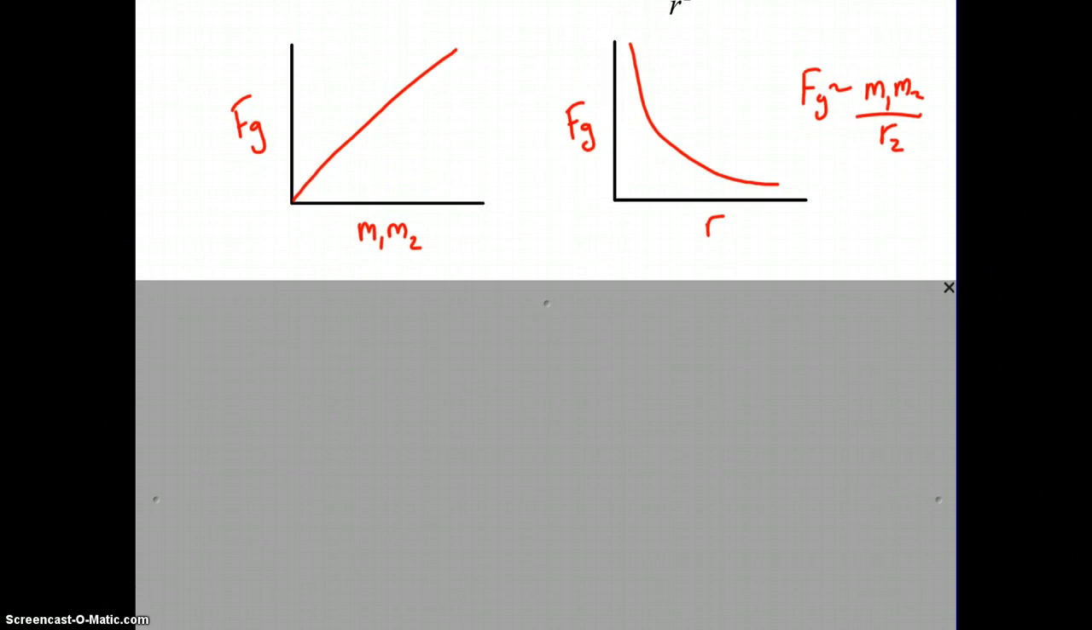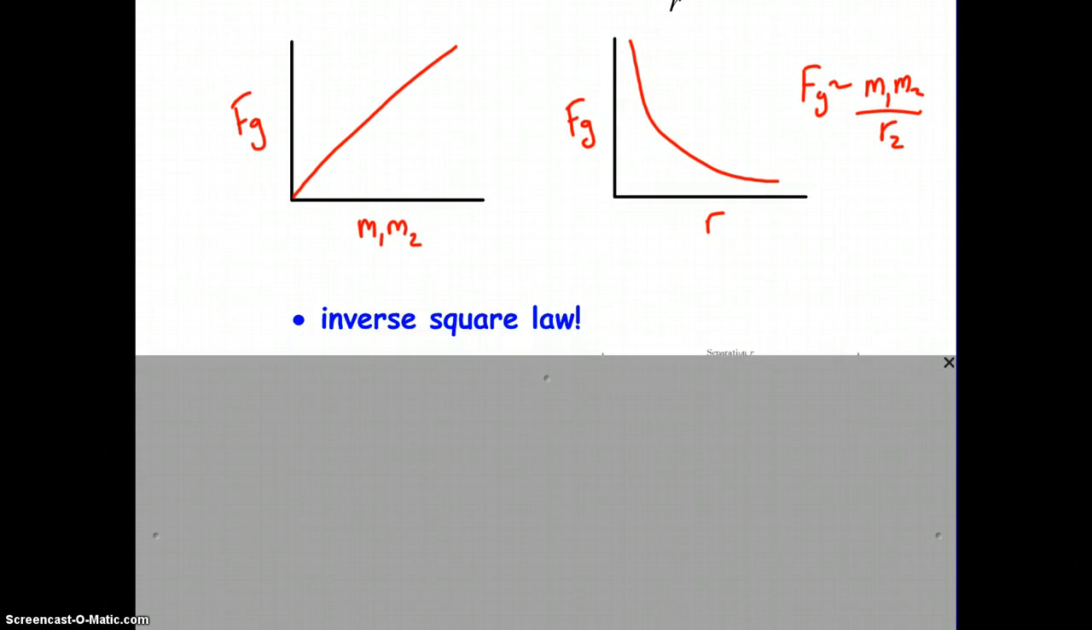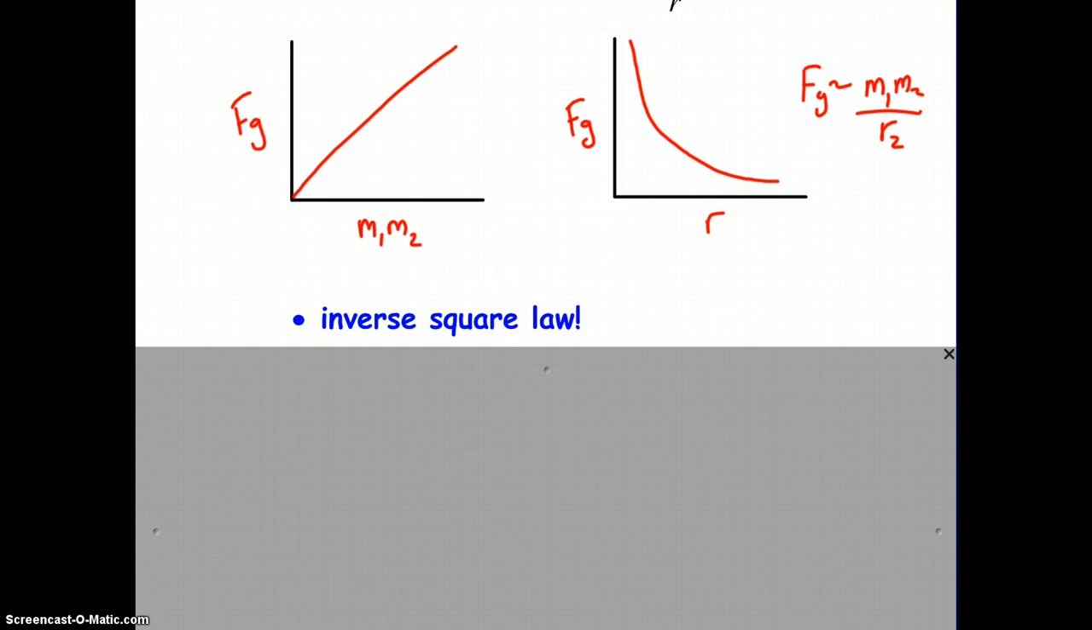A couple major points here is to understand that Newton's universal law of gravitation is an inverse square law, and they love to test this. They love to test this by manipulating variables, which could be anything with mass, either of the masses, and they like to manipulate the distance between the centers and then ask you for the overall impact on the gravitational force.